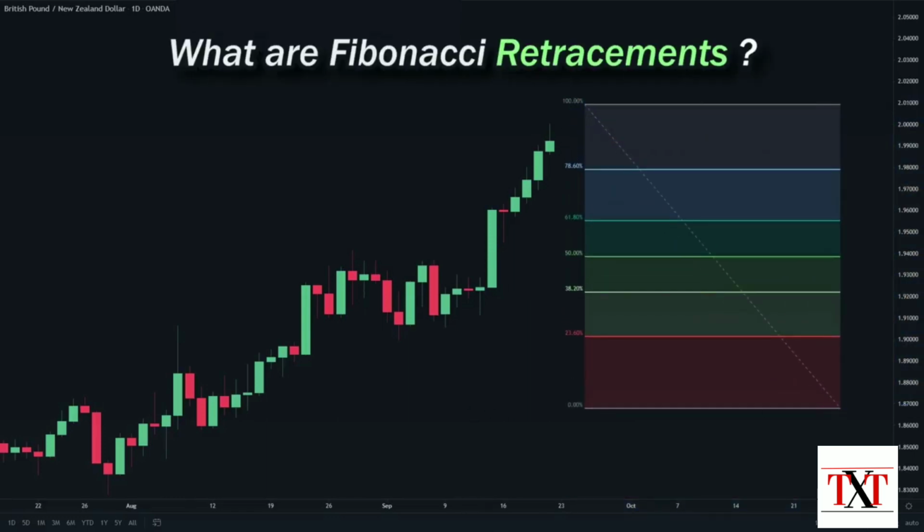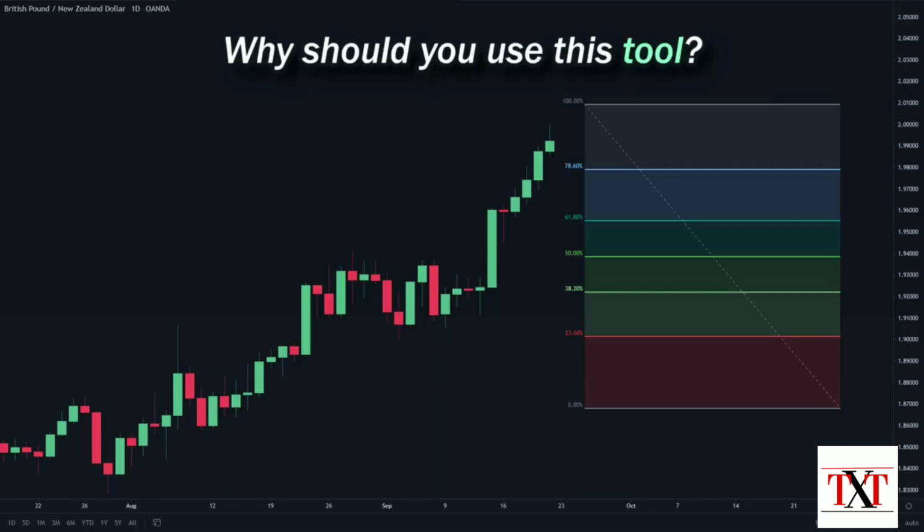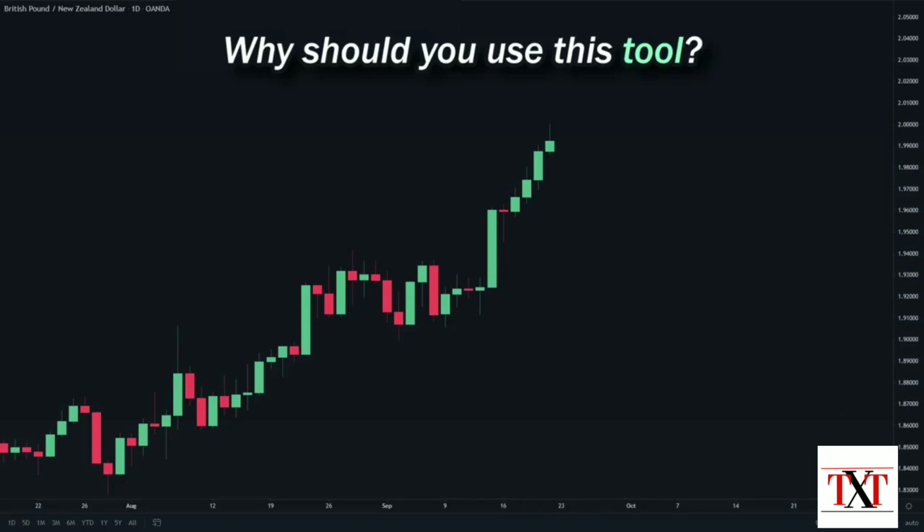What are Fibonacci retracements? So, Fibonacci retracements are key levels based on the Fibonacci number that lets you identify the end of a pullback. And we can generate these levels by using a tool called the Fibonacci retracement tool. Now the question is, why should you use this tool to identify pullbacks? Let me give you a scenario.